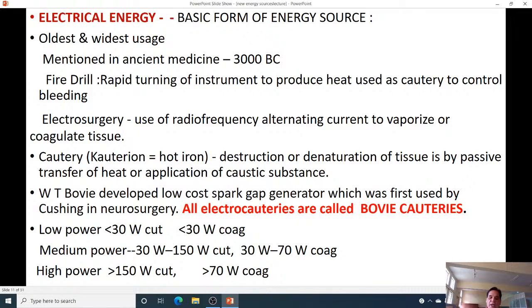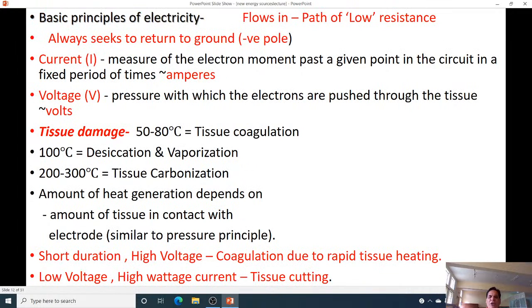In high power, more than 150 watt for cutting, less than 70 watt for coagulation. Simply remember, cutting requires more current than coagulation. Okay. So this is all I am trying to tell you, what exactly we are doing. You must be aware the moment you are holding a pencil, because it is very commonly used now. Everybody must know the uses of cautery and its principles also. Without that, you cannot prevent the complications.